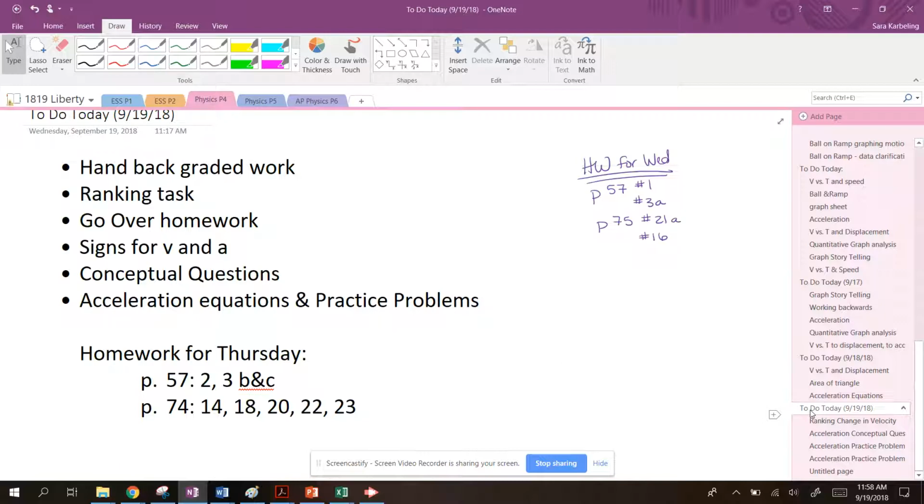So on page 57, listen carefully because I'm going to just read them to you here. I guess I can write them down as well. Page 57, number 1, the answer is, what did you guys say?